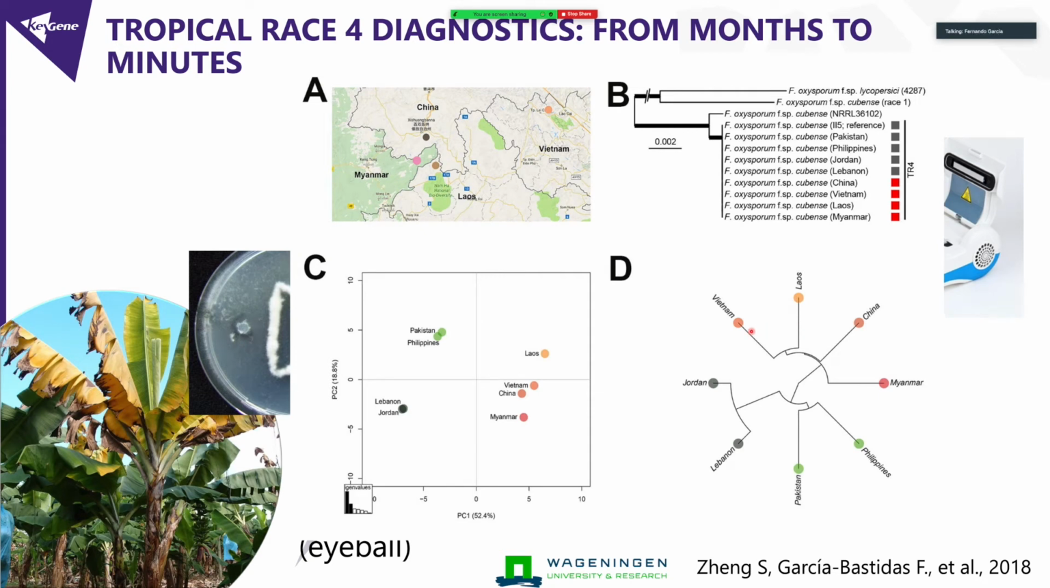Hart and his colleagues developed what they called the forensic analysis, which allows you to at least give an interpretation of the possible origin of the incursion by looking at the relationship between strains. So for example, in this case, even though you can see here that all tropical race 4 are from the same clade, like a clonal lineage, they have some differences based on the SNPs. And in this case, you can see, for example, that the strain from Pakistan is closely related with the Philippines, Jordan with Lebanon, and of course the one from China to Myanmar, Laos, and Vietnam.